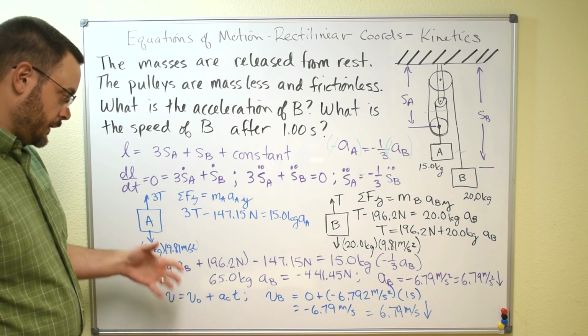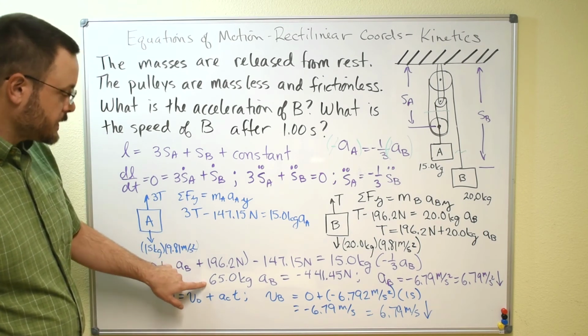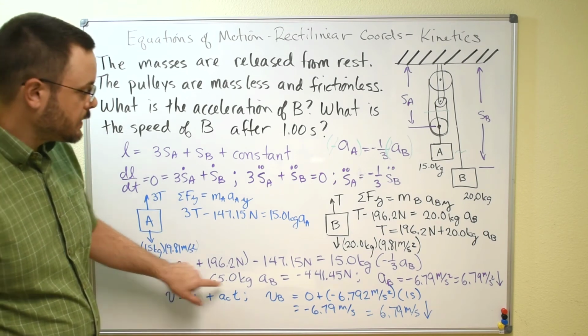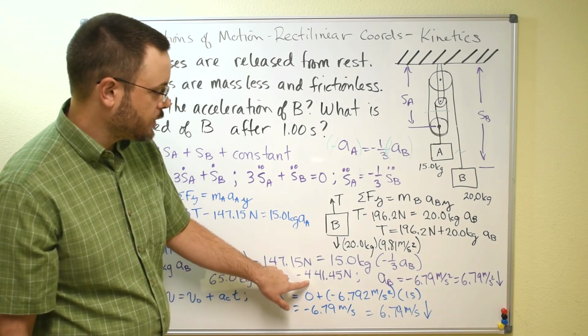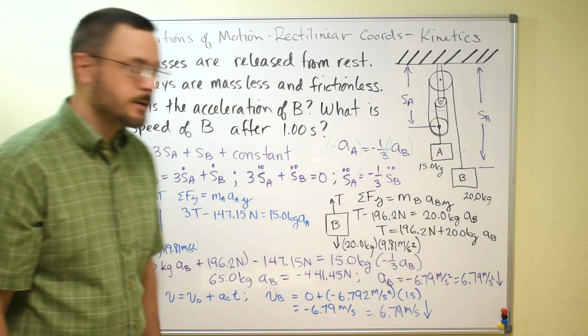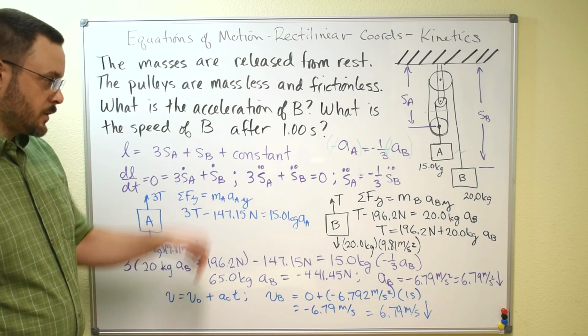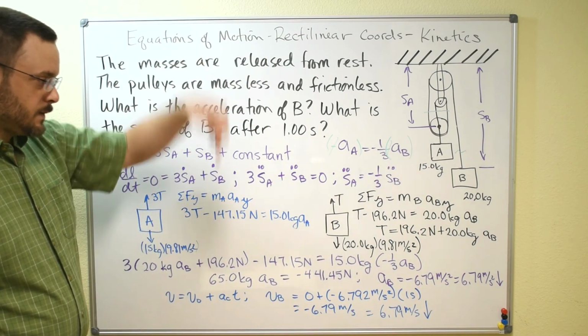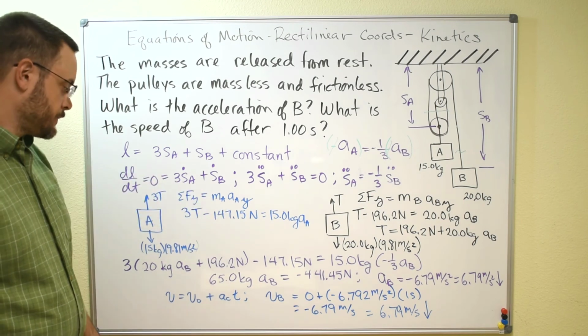Then we just collect all of the terms and we get 65 kilograms times AB is equal to negative 441 newtons, and we could solve for AB and we get that it's negative 6.79 meters per second squared. In other words, B is moving down with that acceleration.